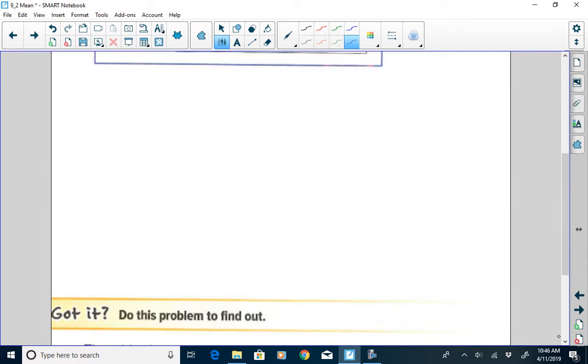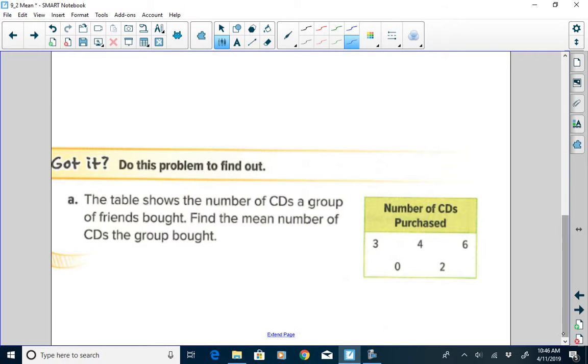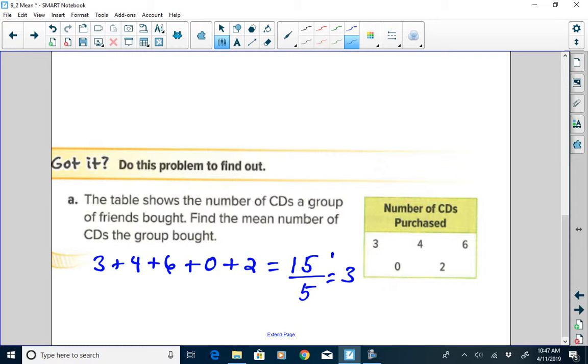All right. Let's try another example. It says the table shows the number of CDs a group of friends bought. Find the mean number of CDs the group bought. Well, we have 3 plus 4 plus 6 plus 0 plus 2. So we have a total of 10 plus 5. Right? So we have a total of 15, but we're dividing that by the 5. Right? So we have 15 divided by 5 means that the mean is going to be 3.